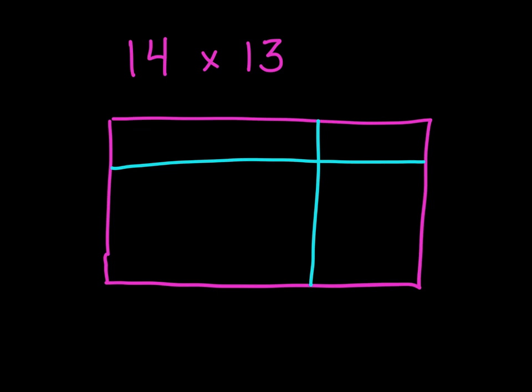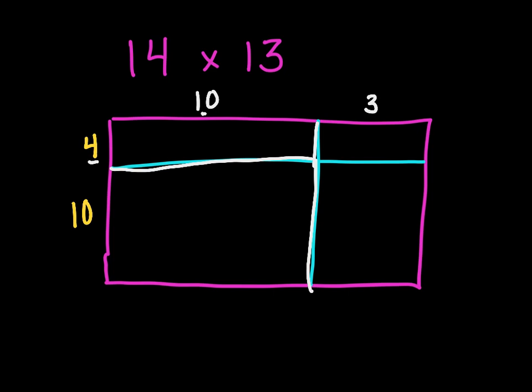14 times 13. And now we're going to use the area model. Now 14 times 13, we're going to put the 10 here and the 4 here. And the reason why I'm doing that is if you notice, 4's value is very small compared to the 10. This is much smaller than this. So I'm just setting my area model up to look like the value of it. That's all I'm doing. Then over here, we're going to put a 10, and then we're going to put a 3.